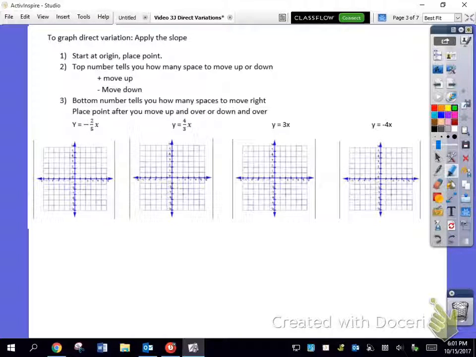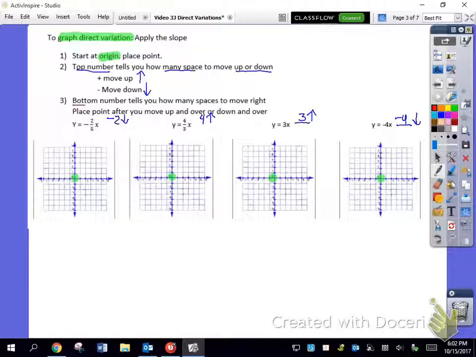Now, to graph, you are always going to start at the origin. So I'm going to put a dot at the origin on all of these. The top number is going to tell you how many spaces to move up or down. So if it's positive, you're going to go up. If it's negative, you're going to go down. So -2 is going to tell me to go down. 4 is going to tell me to go up. 3 is going to tell me to go up. -4 is going to tell me to go down.